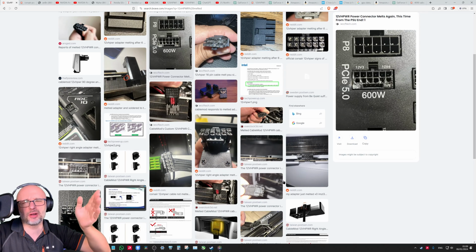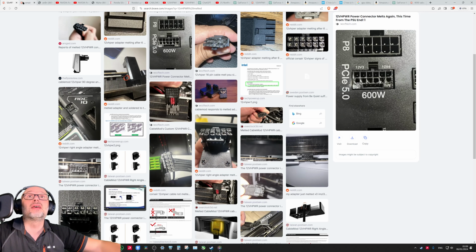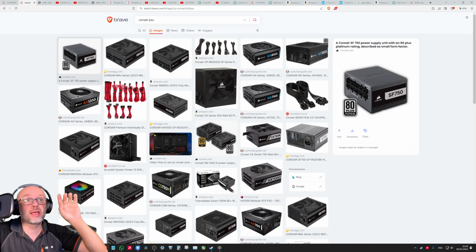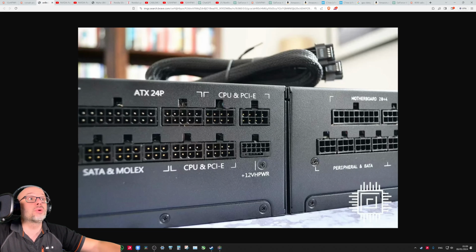So NVIDIA has a problem with these connectors. It's an ongoing situation, but my question is: Corsair, or was Corsair from the very beginning, aware of the problem? I don't think anybody's talking about this, but I realize, guys, that Corsair, probably the biggest manufacturer of power supplies on the planet, is probably also the only one of the big ones, at least, that doesn't have this 12-pin connector. Yeah. Like this one here.